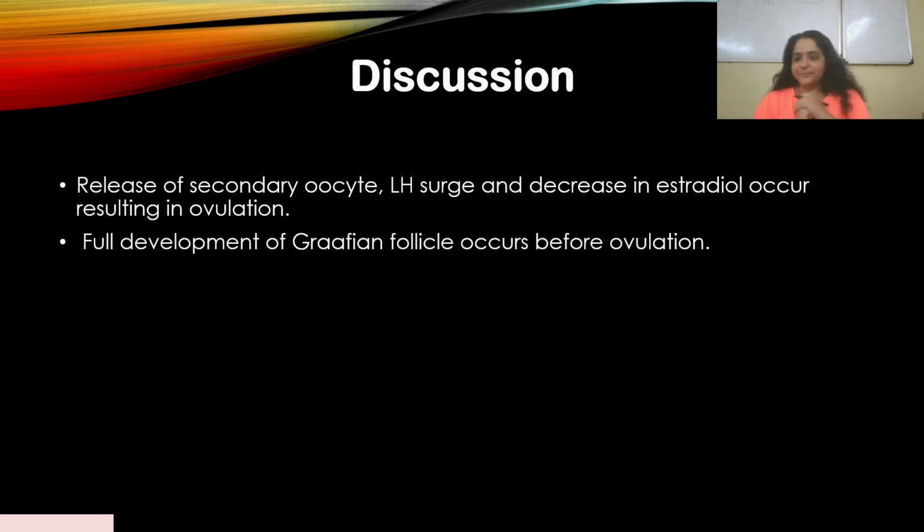So it's not really directly associated with ovulation, the process of release of the ovum, right? But the other events, the release of secondary oocyte, LH surge, and decrease in estradiol, they help in the occurrence of ovulation. I've already discussed this a few questions before. You can go back and check my discussion there. I've explained it in more detail.